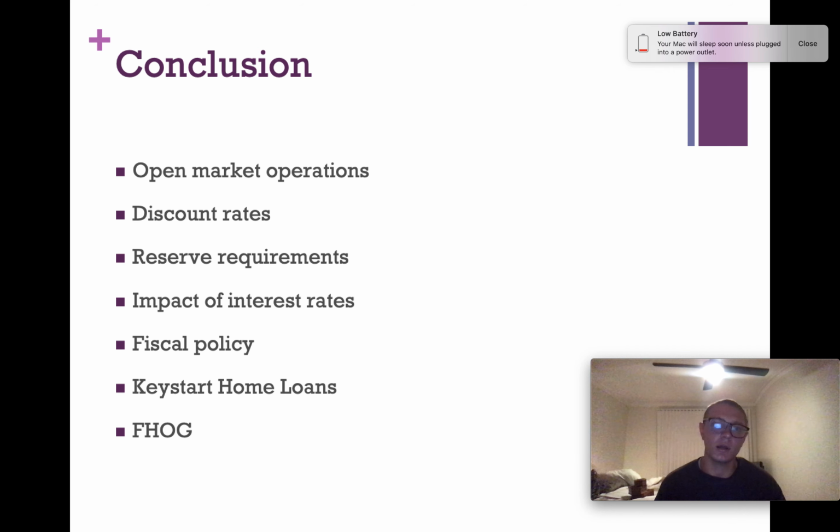In conclusion, the government and the RBA use monetary policy and fiscal policy to impact demand through open market operations, discount rates, and reserve requirements, which change the interest rates, which plays a massive role in impacting and controlling demand. And through fiscal policy, it can change the spending and taxation, through welfare payments and programs such as the Keystart Home Loans and the First Home Owners Grant.